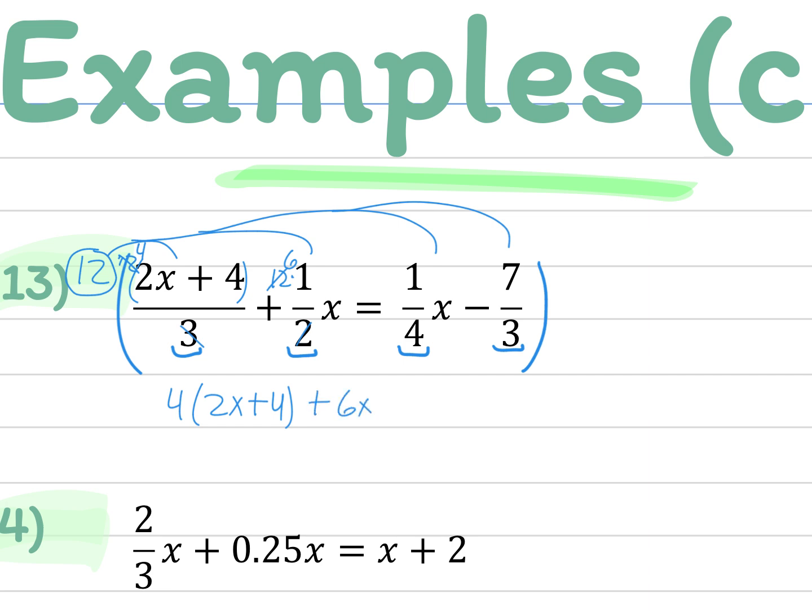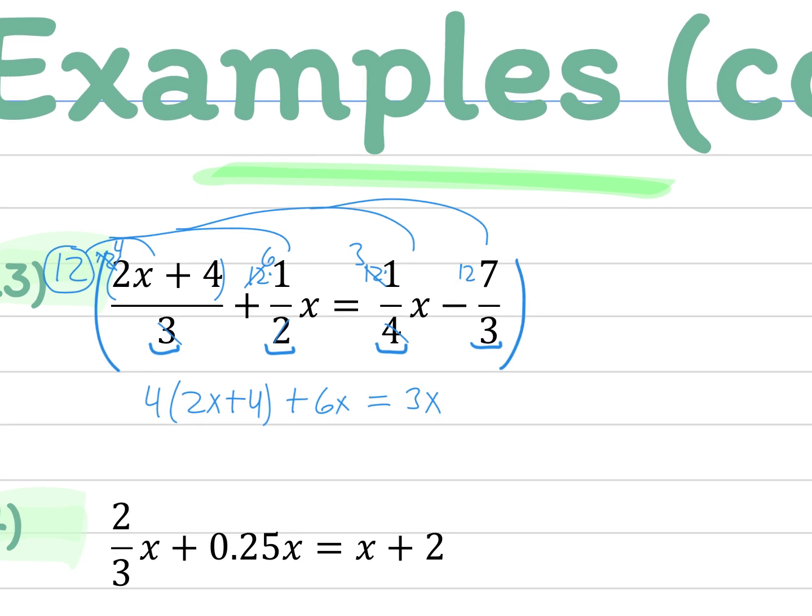I can do the same thing over here. I can distribute the 12 and I get 12 times 1 over 4. 12 divided by 4 is going to get you a 3. And so we end up with equals 3x. And then I can do the same thing over here. I could do 12 times 7 divided by 3. And then 12 and 3 are going to cancel. That's going to get you a 4 times 7, which is 28. So minus 28. All right. And now this eliminates the fraction altogether, right?